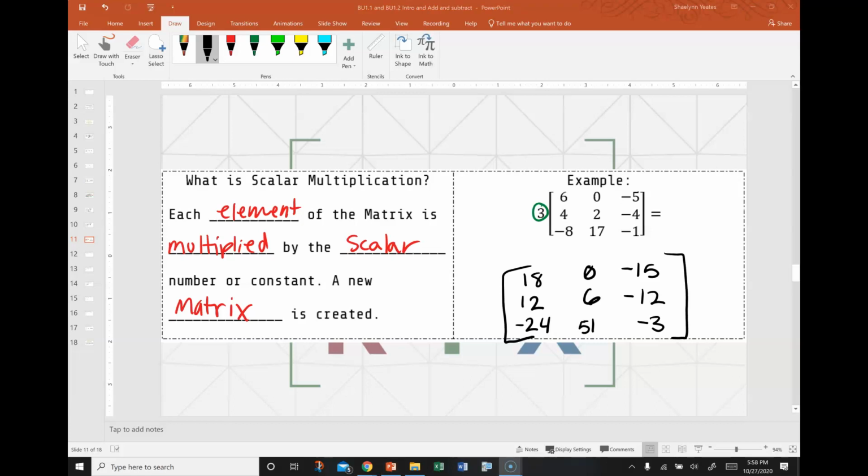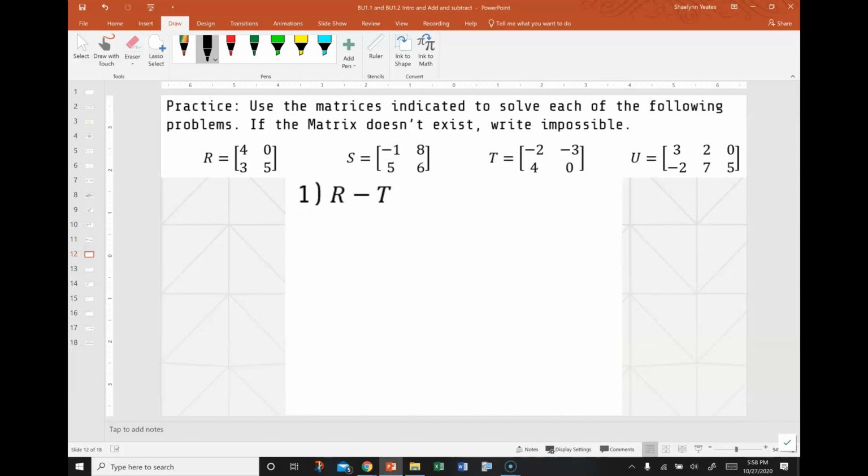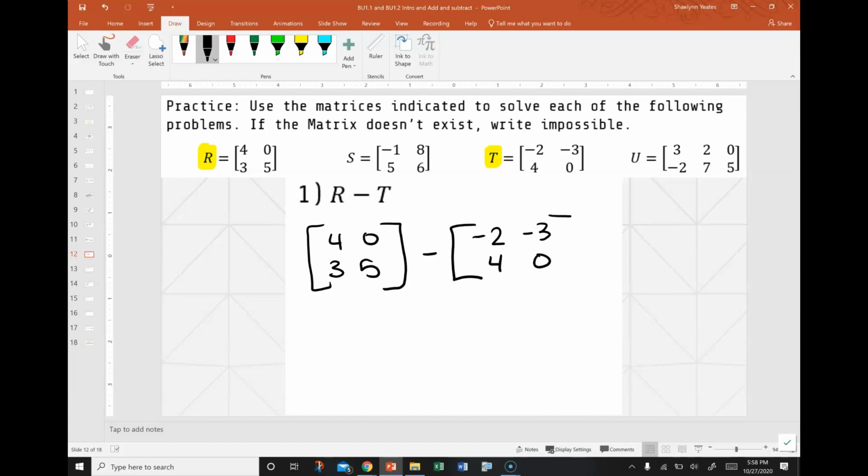All right, with that under our belt, let's go ahead and practice this problem right here. We're just doing some subtraction. So we're going to take our R matrix and our T matrix, and we're going to subtract them. So my R matrix is 4, 0, 3, 5. And I'm going to be subtracting my T matrix, which is negative 2, negative 3, 4, 0. Now, like I said before, you can actually think of this as a negative 1 and then distribute it through by changing all the signs. Obviously, negative 0, not super important that you change the sign on that one, but might as well.